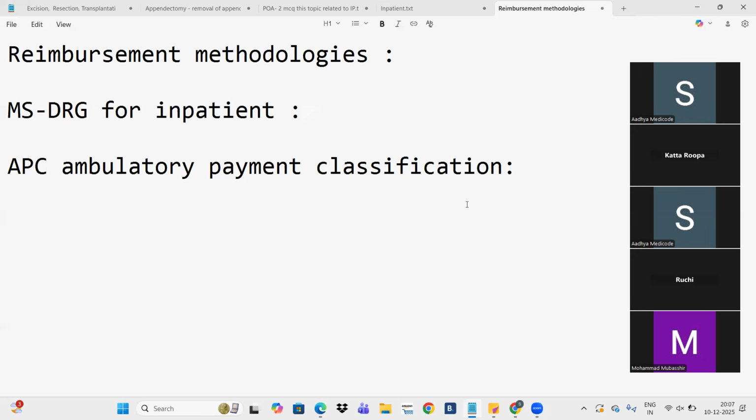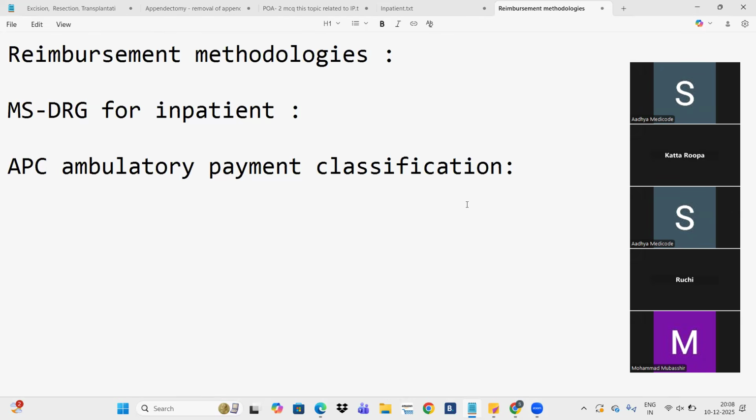So MSDRG means Medicare Severity Diagnostic Related Group. So this MSDRG payment classification they will use for the inpatient reimbursement payment methodology. So what is the use of DRG now? Based on the DRG value, they will get the payment in inpatient coding. If the value increases, the payment will also be higher.